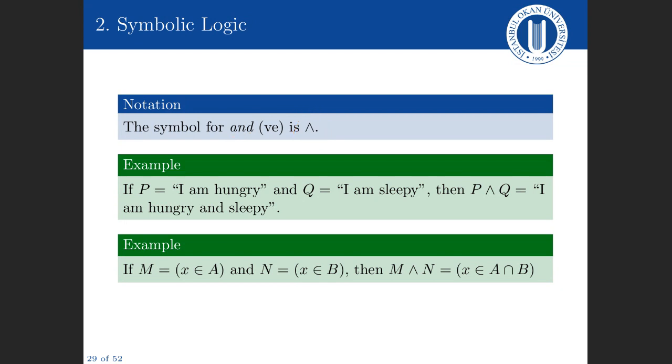Or using sets, M is the proposition "X is in the set A," and N is the proposition "X is in the set B." M and N, we need both of these to be true. We need X is in A and X is in B. This is the same as saying that X is in A intersection B. And again, this upside down V, and we have an upside down U. You can remember which symbol is and which symbol is or if you remember intersection and union.